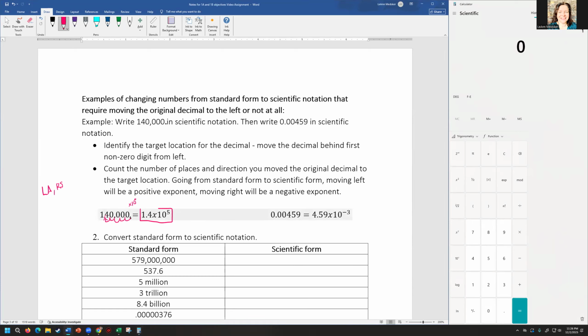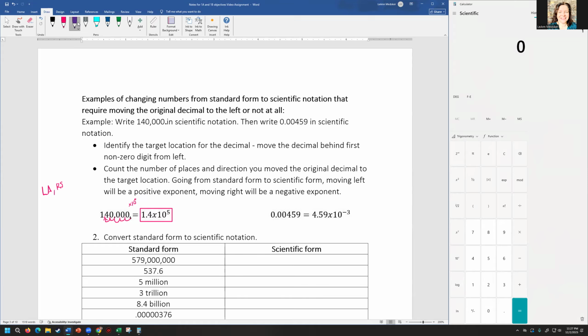Another way you can remember this is that if your original number is bigger than 10, your exponent should be positive. That original number was 140,000. That is definitely bigger than 10. So any number that starts off in standard form, the standard number where it doesn't have the power of 10 listed yet, if it's bigger than 10, the exponent should be positive.